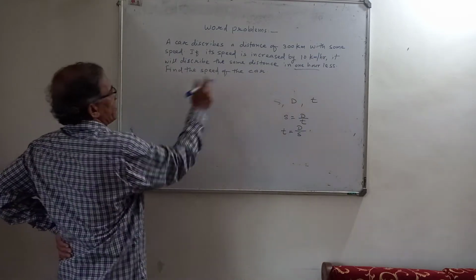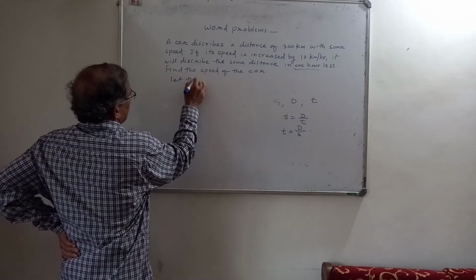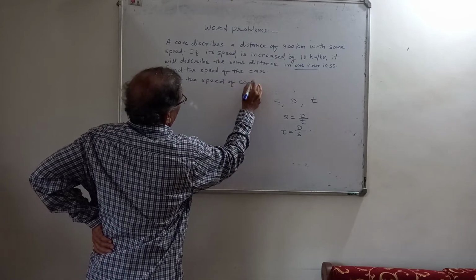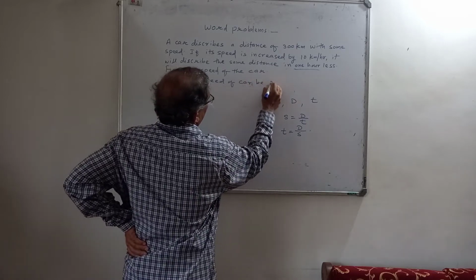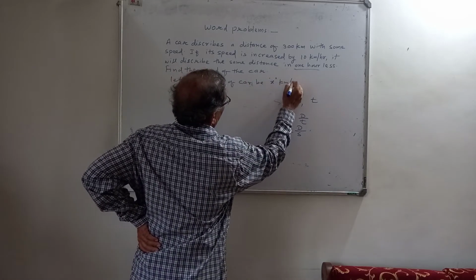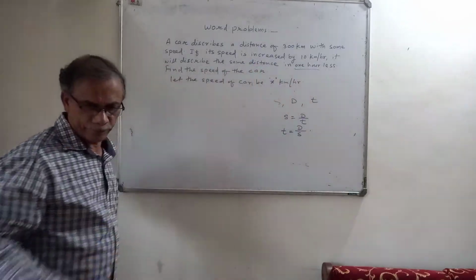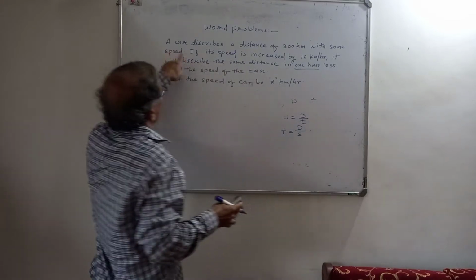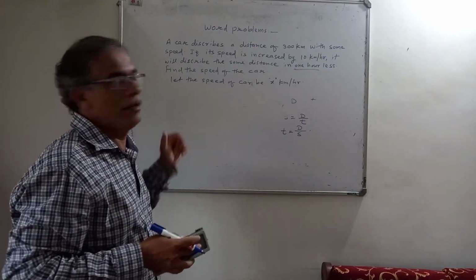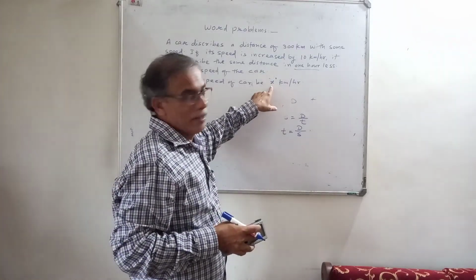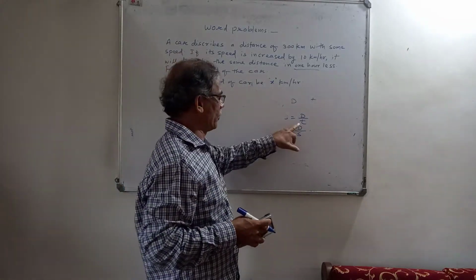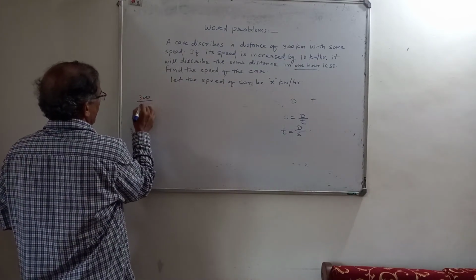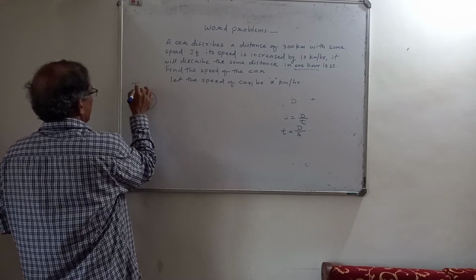Now we find the speed of the car. Let the speed of the car be x kilometer per hour, at present. Now with this speed, it travels how much distance? A car describes 300 km with some speed, and that some speed is x now. So how much time will it take? Time is equal to distance upon speed. So it will take the time 300 upon x.